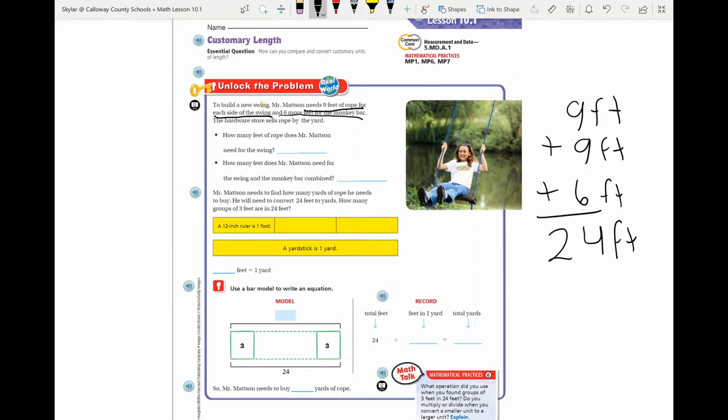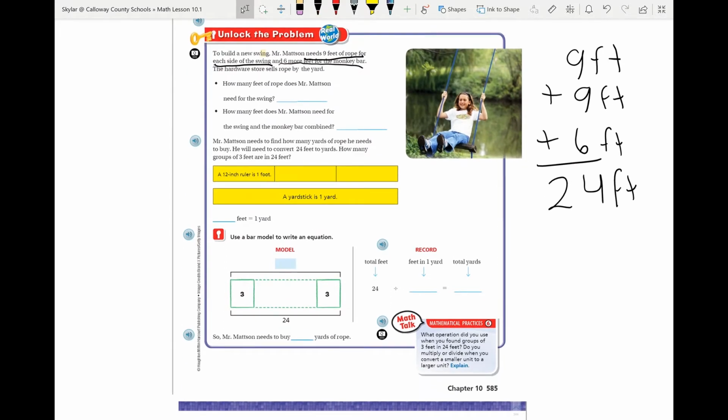So it says that the hardware store sells rope by the yard. So we need to convert feet to yards. I think most of you know that there are 3 feet in a yard. So if you want to change feet into yards, since 3 feet equals 1 yard, we need to divide 24 feet by 3. And that will give us 8 yards.